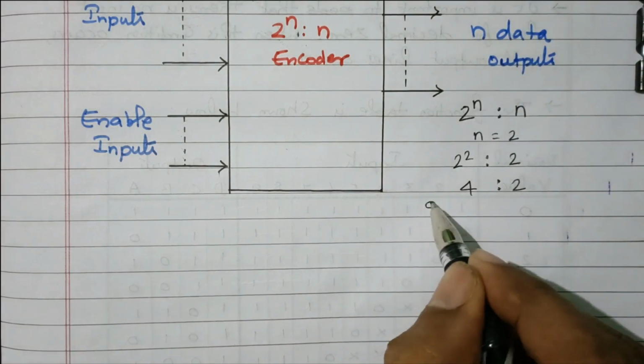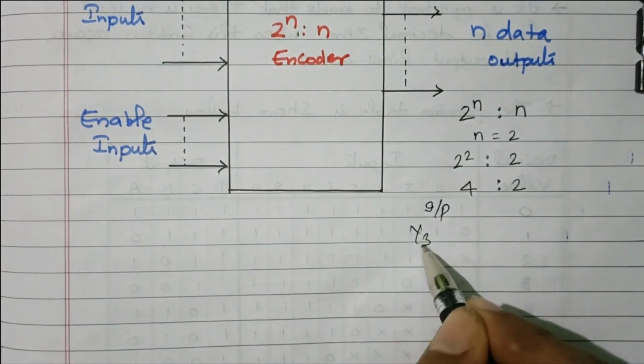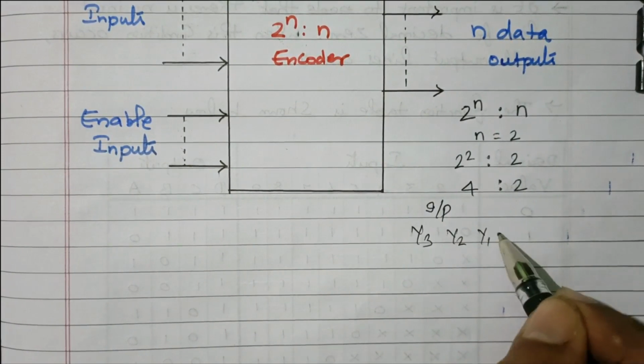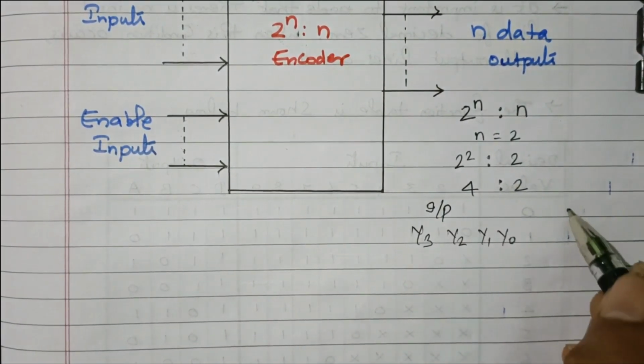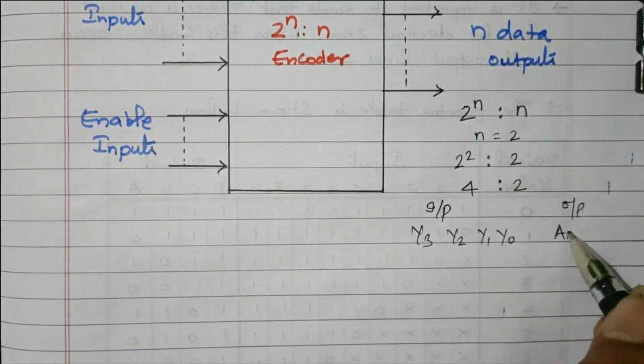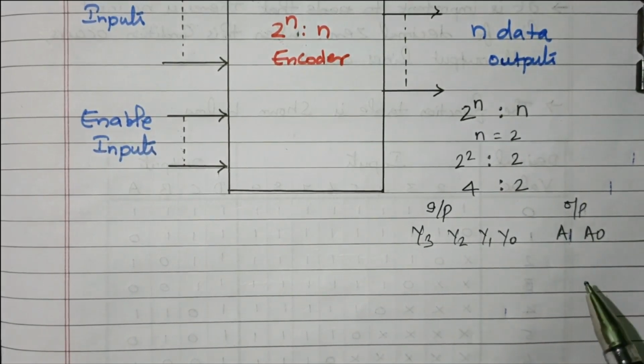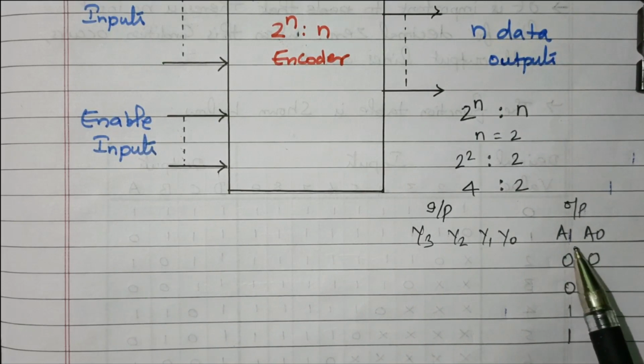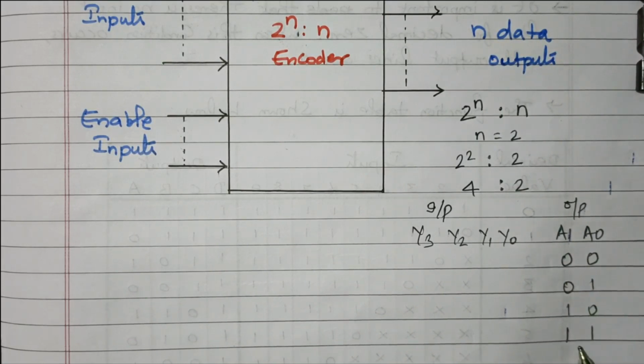Let us consider the inputs y3, y2, y1, y0, 4 digits. Then the outputs a1, a0, right? So we know that for these 2 digits there are 4 possibilities: 0 0, 0 1, 1 0, 1 1. So these are all the 4 possibilities. 2 digits, 2 to the power 2, 4 possible outputs. Now we'll see how we are getting these 4 possible outputs.